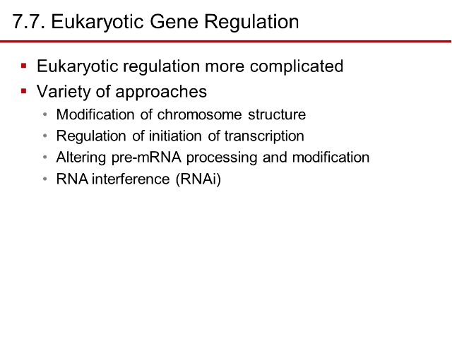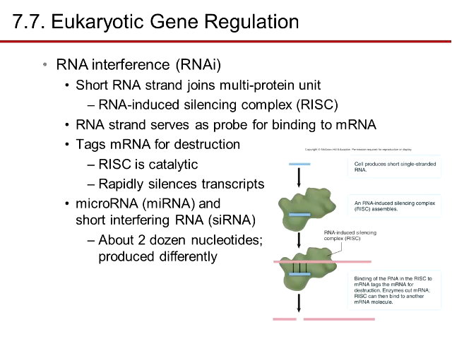Now eukaryotic gene regulation is a little different. It's far more complicated, and there's a variety of approaches. There's modification of the chromosomal structure. There's regulation of initiation of transcription. There's altering the pre-messenger RNA processing. There's RNA interference. There's all sorts of different processes in order to manage that.